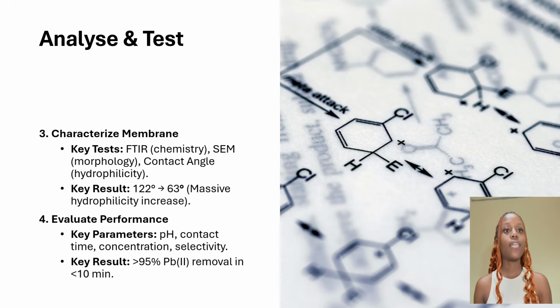Finally, they evaluated its performance with the only thing that really matters: a test. They checked its efficiency under different conditions like pH and concentration. And the key result says it all. The membrane achieved over 95% removal of Pb2+ in less than 10 minutes. This isn't just effective, it's incredibly fast, and now my colleagues will take us through exactly how they did this and why this process is so effective.